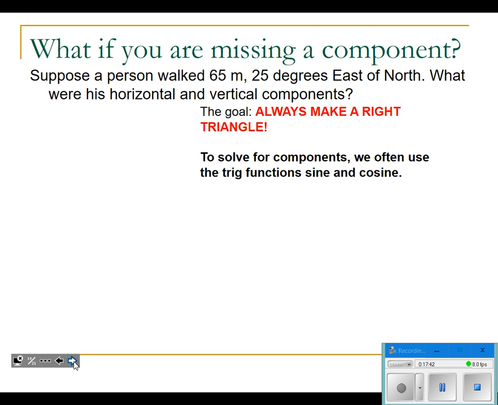So suppose a person is walking 65 meters and 25 degrees east of north. What's his horizontal and vertical component? Okay, so here on this one, we're on example number 5 in your packet. I'm going to go ahead and draw my compass rose, and I'm going to say that north is up and east is to the right, and then south is down and west is to the left.